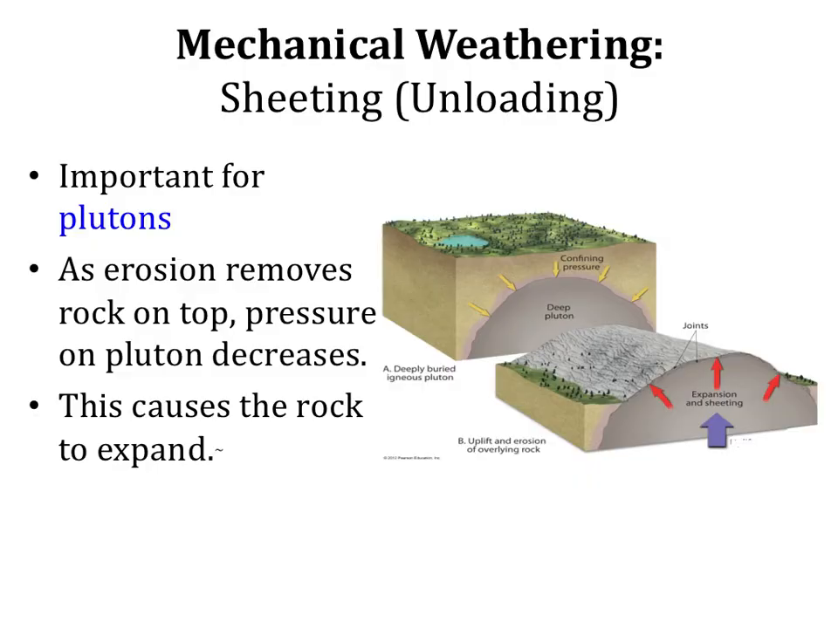The last type of mechanical weathering we're covering goes by several different names. It's called sheeting, it's also called unloading, and it's sometimes called exfoliation as well, and we'll talk about why that is. So this one is most important for plutons. Plutons, remember, are igneous rocks that were formed underground. So igneous rocks that formed deep in the crust.